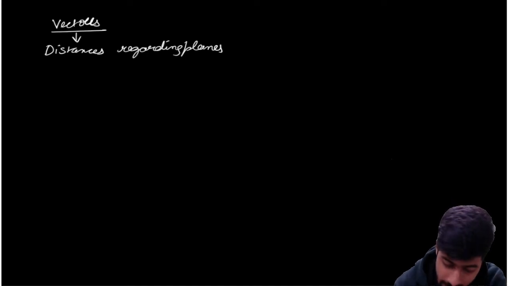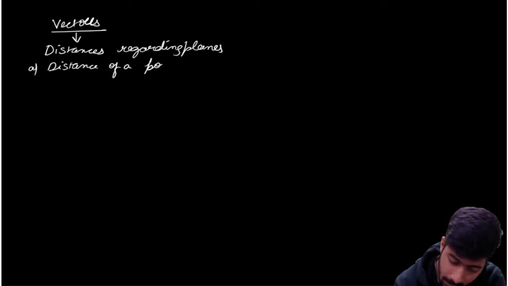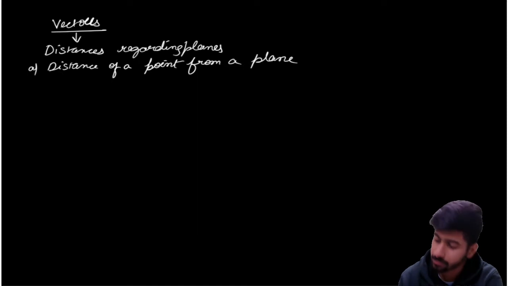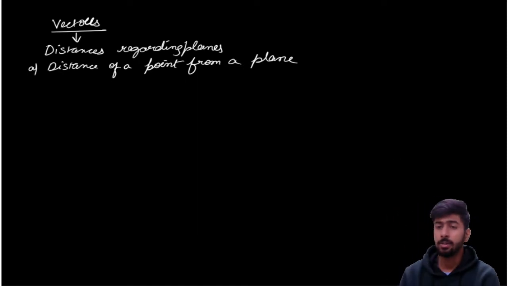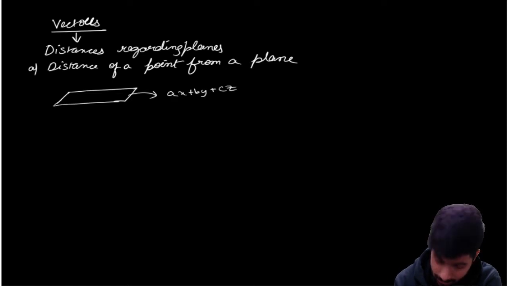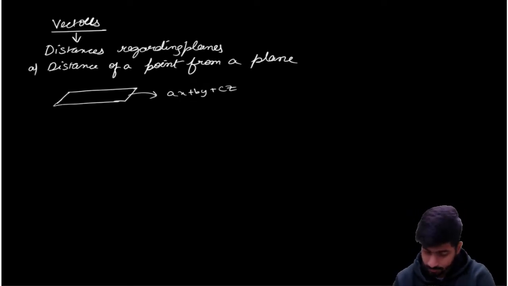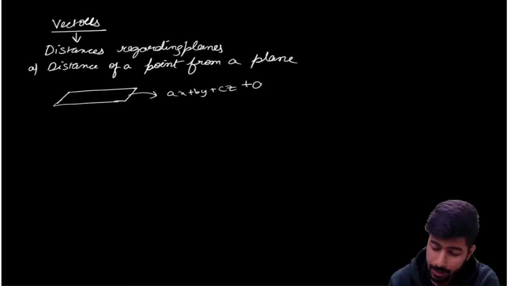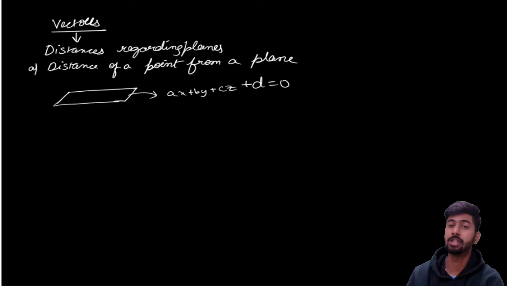So first thing is distance of a point from a plane. Right. So you have a plane. Let me call it ax plus by plus cz plus d equal to 0, or you can also say ax plus by plus cz equal to d. So I'll be calling it plus d equal to 0. Doesn't matter because d is anyways a constant, right?